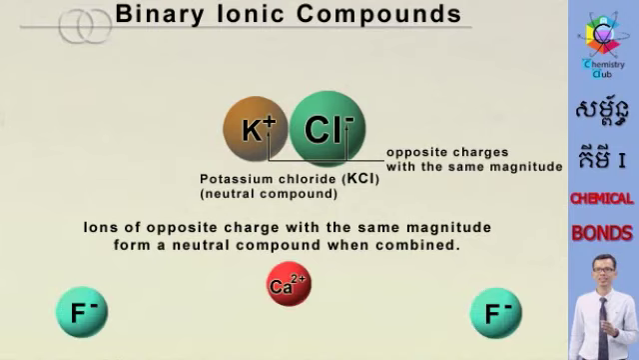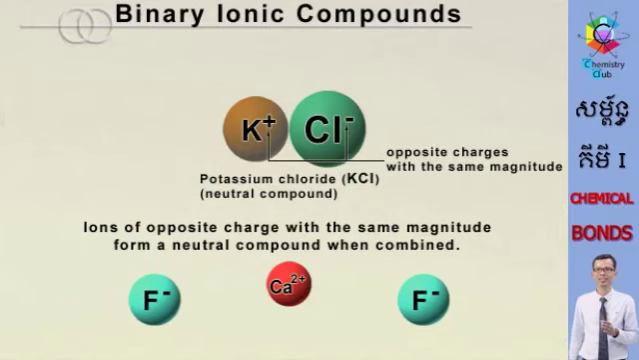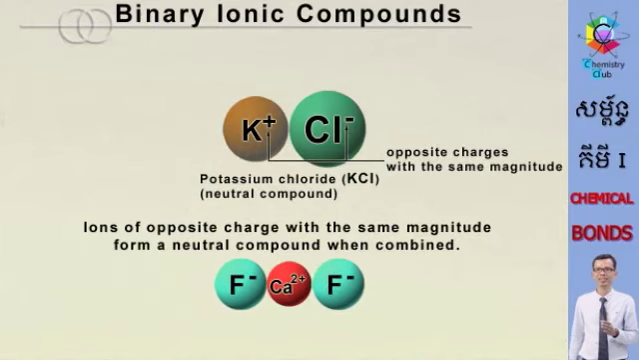However, not all ionic compounds occur in a 1-to-1 ratio of the atoms involved, such as the compound calcium fluoride, CaF2. Unfortunately, the chemical name of binary ionic compounds does not give any indication of the ratio in which atoms occur in ionic compounds.